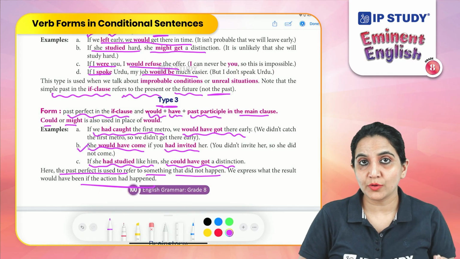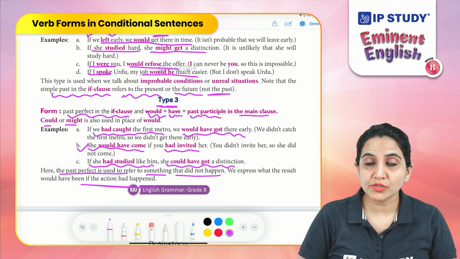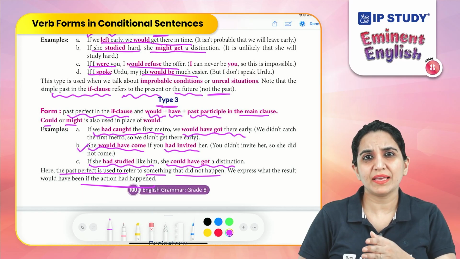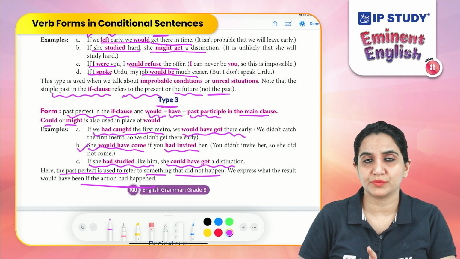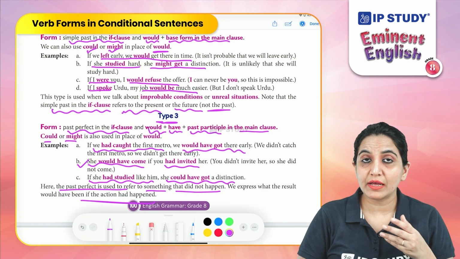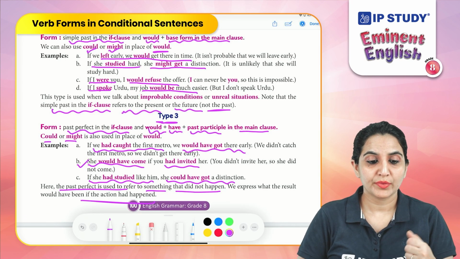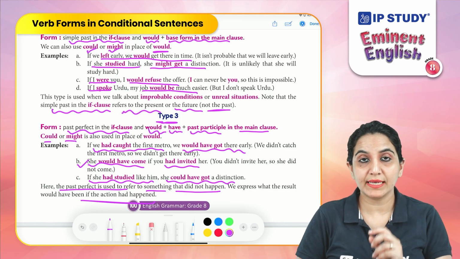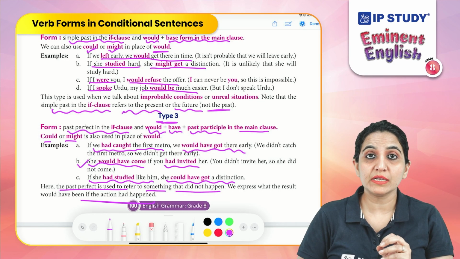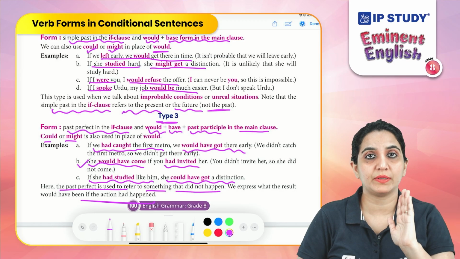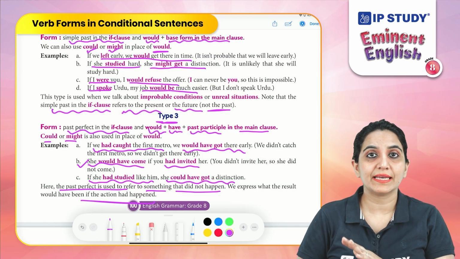So type 0 we use for universal truths. Type 1 we use when we are talking in the simple present tense and talking about the result that may happen in the future. It is like an open condition. Type 2 is for improbable conditions or unreal situations. If I were you, if we left early, so those are the improbable situations. And type 3 is for when the situation did not happen, when the situation did not take place. That is when we use type 3.